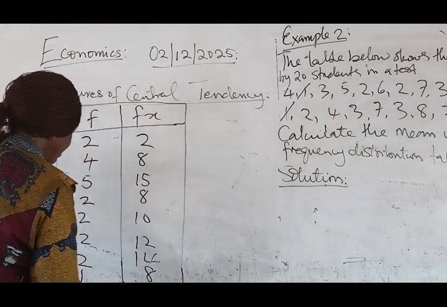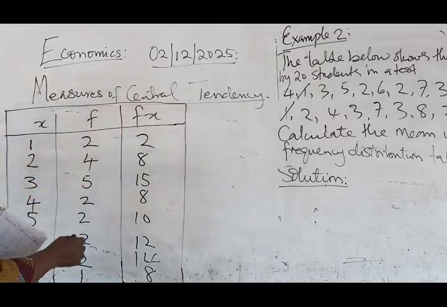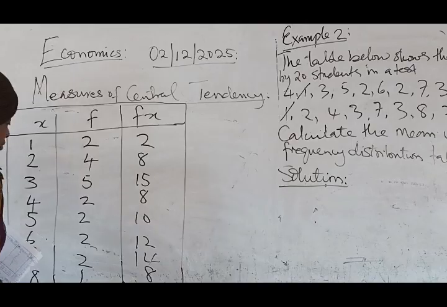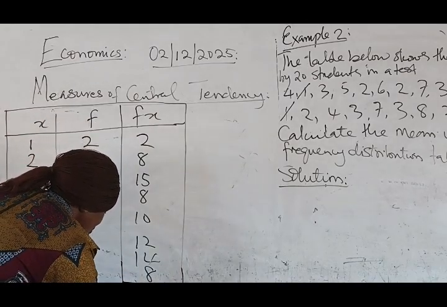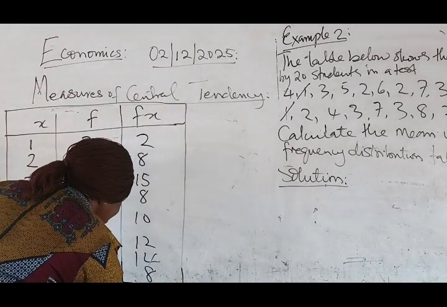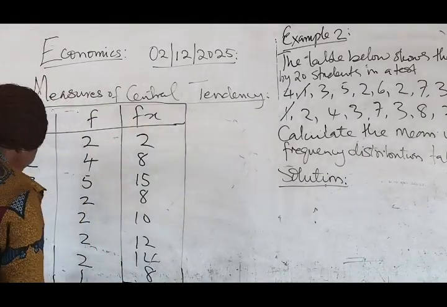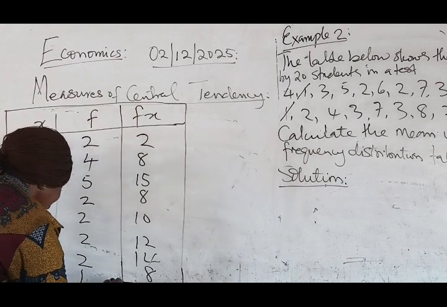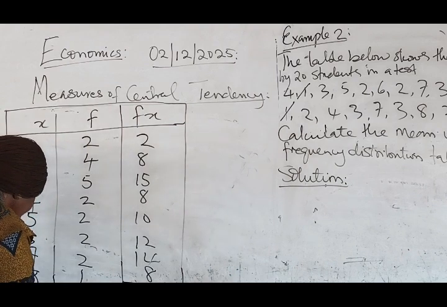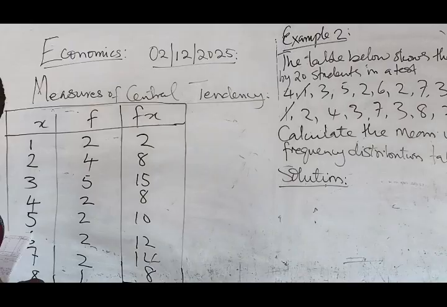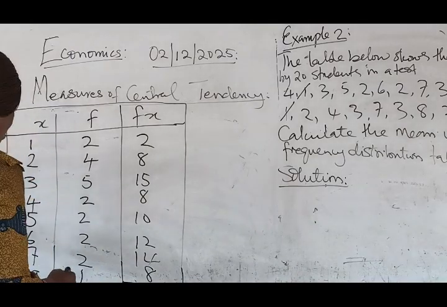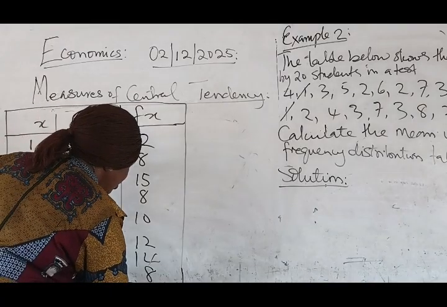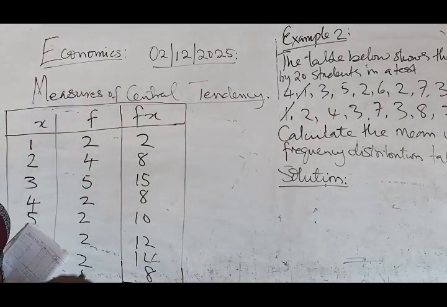You now add. Remember, you have to add the total of this f of s first. So you say summation f of s. When you add it, you have 77. Then you also sum the frequency. You say summation f. Our summation f is 20. That is all.